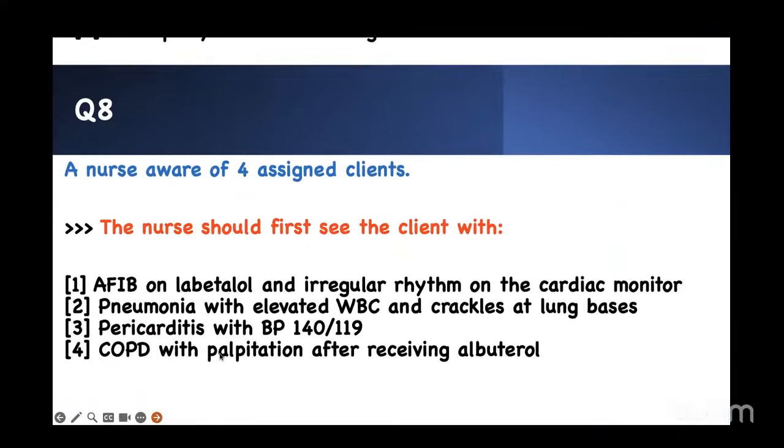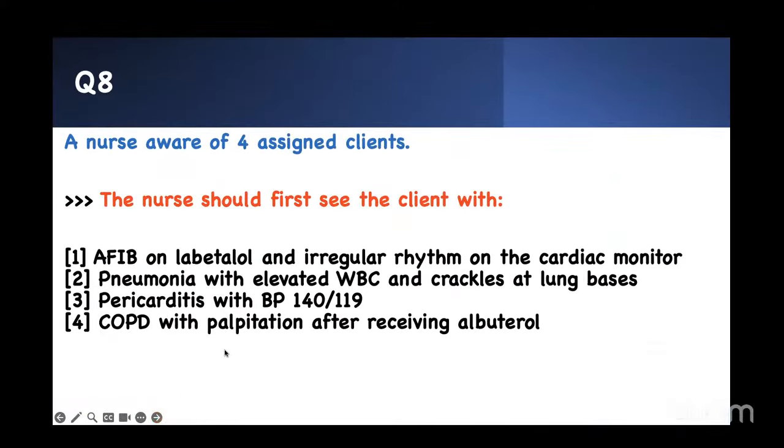Okay, these are prioritization questions. I want you to master them. Two more questions. I want you to ace this. Okay, ace it. And next: a nurse is assigned four clients. The nurse should first see the client with what?